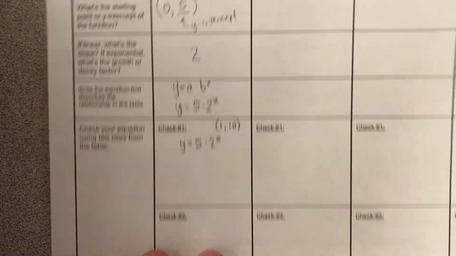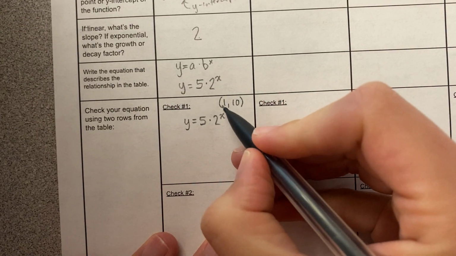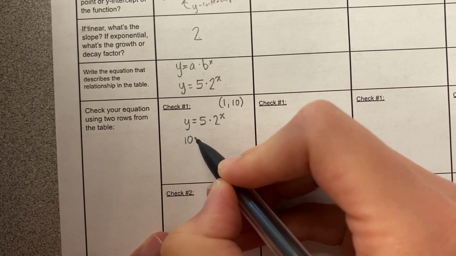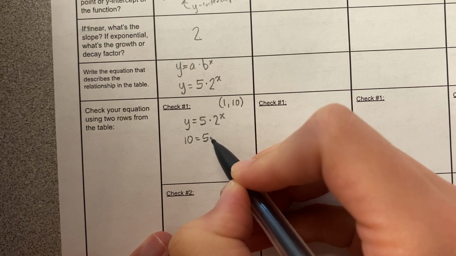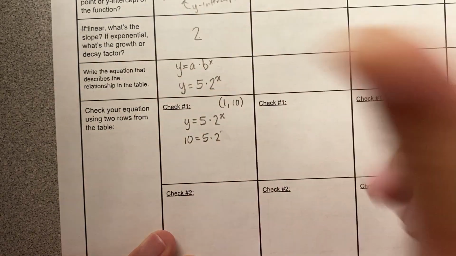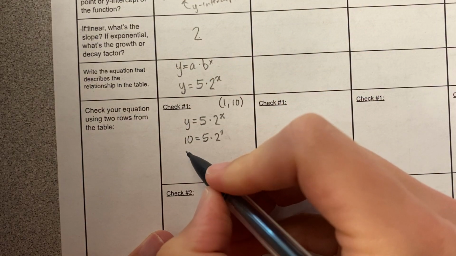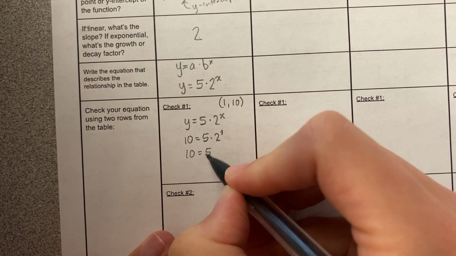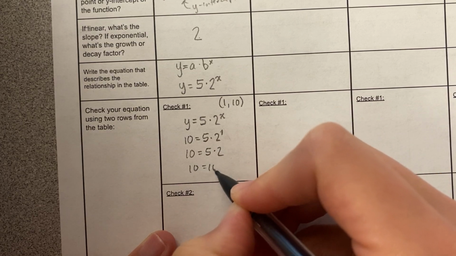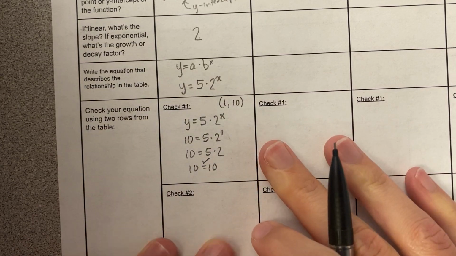Okay, and I'm going to check my equation. How am I going to do that? I'm going to plug this in for x and I'm going to plug this in for y. So instead of y, I'm writing 10. Then I'm 5 times 2, instead of x, I'm writing 1. Okay, so then this is 10 equals 5. What's 2 to the power of 1? Oh, that's just 2. And 5 times 2, that equals 10. Looks great.